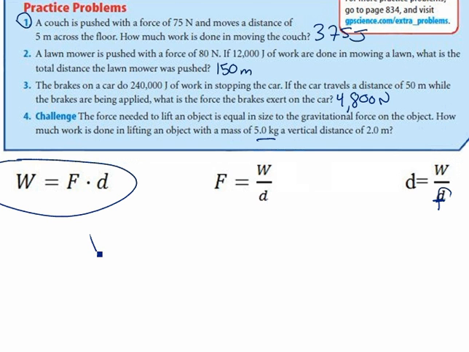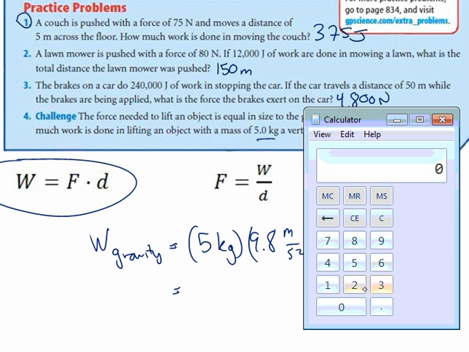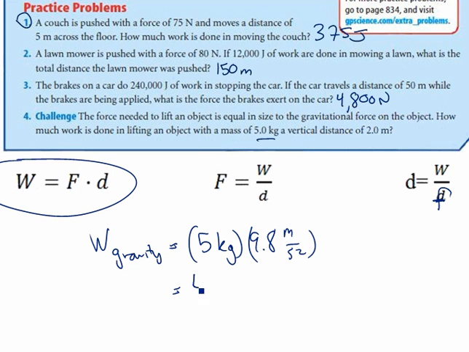So we know that weight due to gravity from the previous unit is 5 kilograms times the acceleration due to gravity, 9.8 meters per second squared, which is equal to 5 times 9.8, into the calculator, 49 newtons. So the force is 49 newtons.